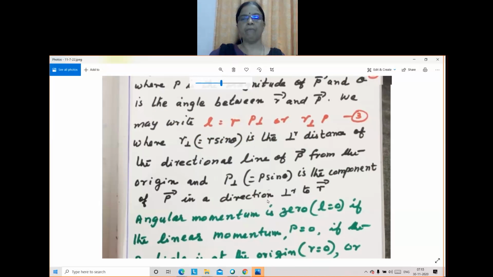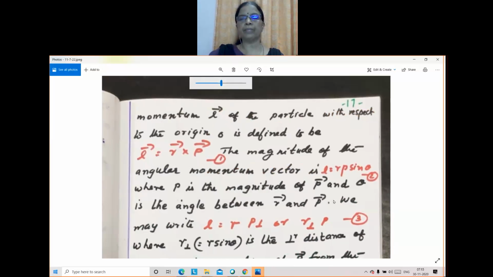So when is the angular momentum zero? From the equation you can tell: angular momentum equals rp sin theta. It is the moment of momentum. What is the moment of force? The moment of force is torque. What is the moment of momentum? It is angular momentum. From this equation, L equals rp sin theta, we can tell the values of L for different values of the angle.